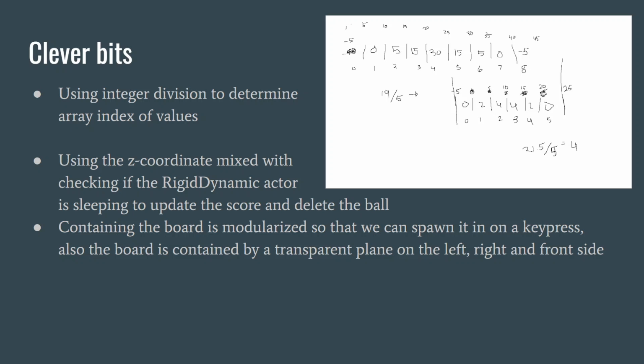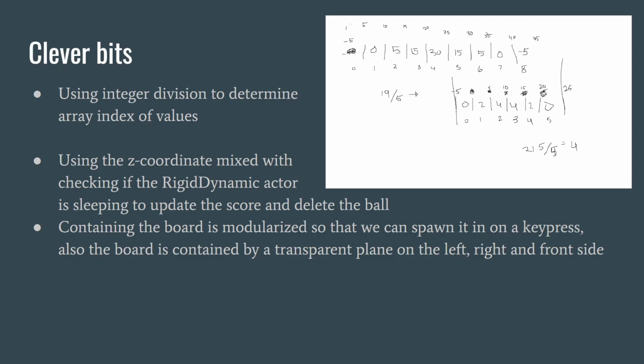Another thing was exactly how we did that. So the z coordinate, we checked that. Once it hit a certain level below, towards where the buckets were, Michael figured out we could use the rigid dynamic actor to check when the ball is sleeping, when it stops moving and physics doesn't really care about it. We would update the score at that point and then delete the ball. That way, there's no mixing up, like, does the ball still have velocity?